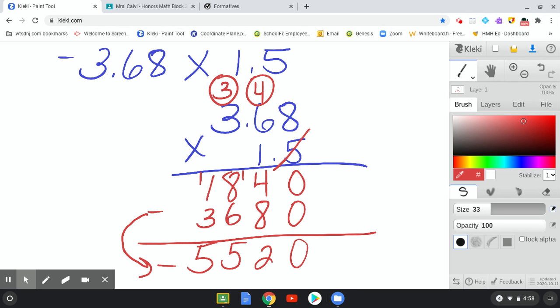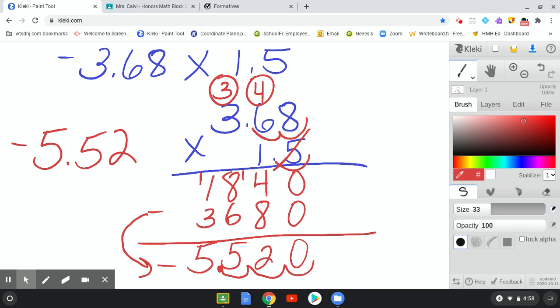So now I'm going to be counting scoops, right? 1, 2, 3. 3 scoops. 1, 2, 3. So my final answer is a negative 5.52. I don't need that last 0.